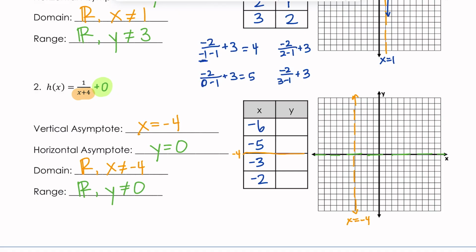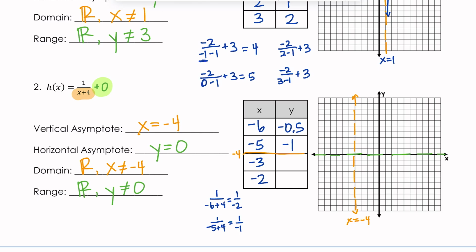Okay, now we can go ahead and find the points. And so plugging in -6, we have 1 over -6 plus 4. We're just plugging in the -6 to my x value of my equation. And so I get 1 over -2, or -0.5. Okay, if I plug in the -5, 1 over -5 plus 4, I get 1 over -1, which is just -1.